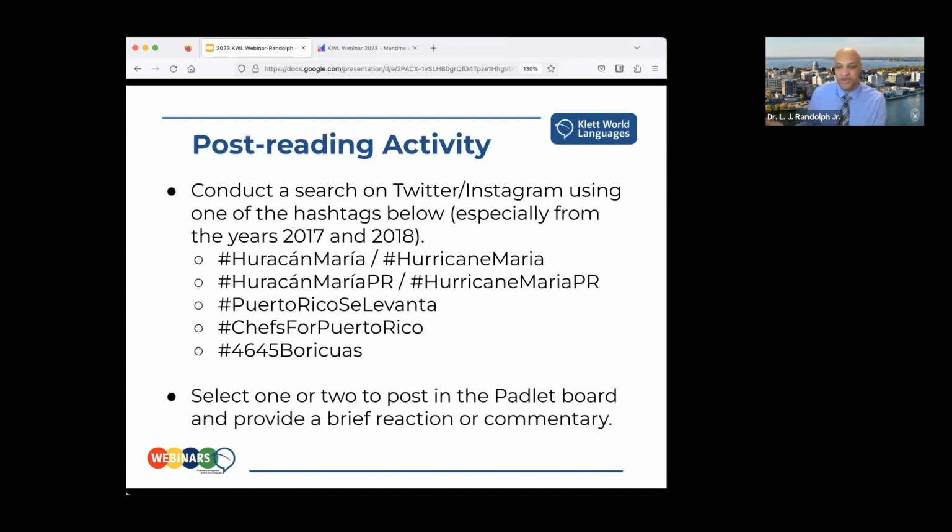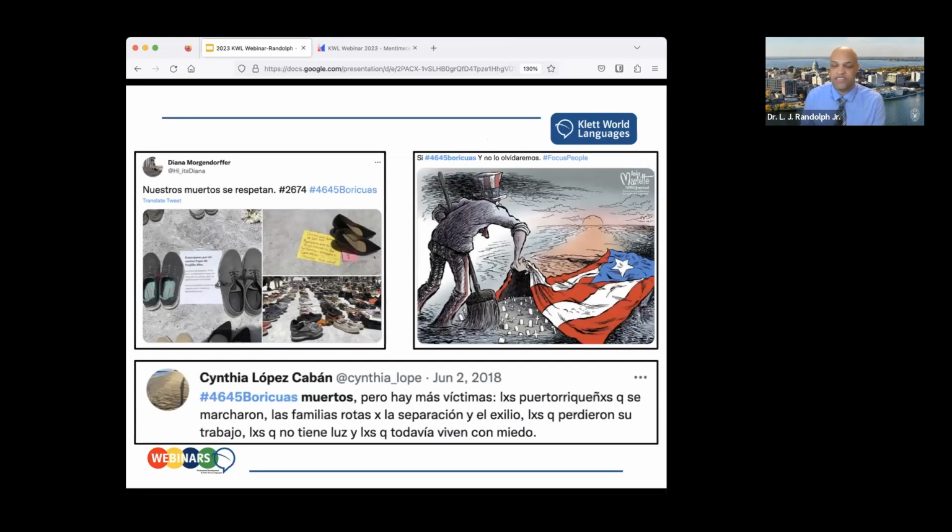Say what you will about Twitter, I don't love it, but it is really good, in some cases, a really good historical snapshot of the discourse that was happening around certain events. You can limit the dates that you search for particular hashtags and get a feel of how people were reacting at the time. And here are some of the tweets that my students selected for this particular activity.